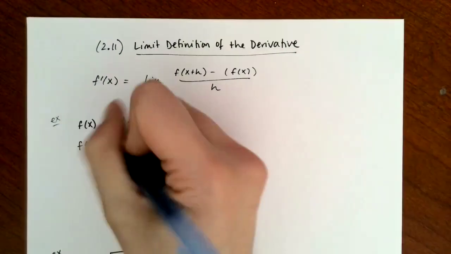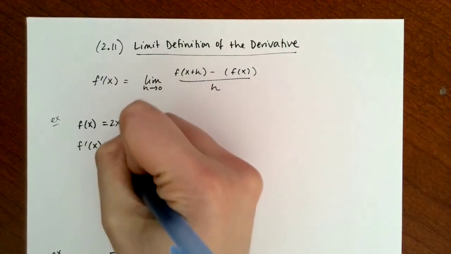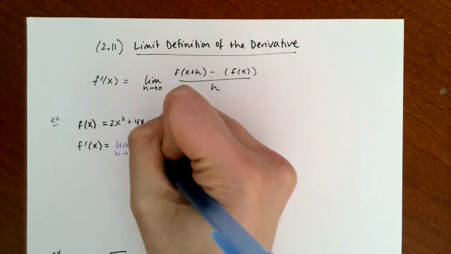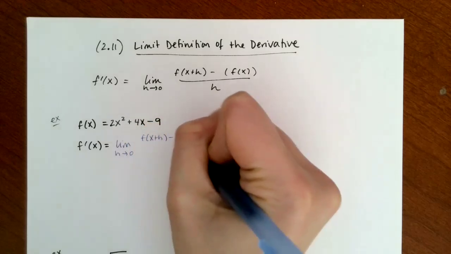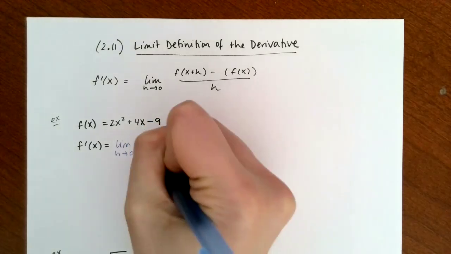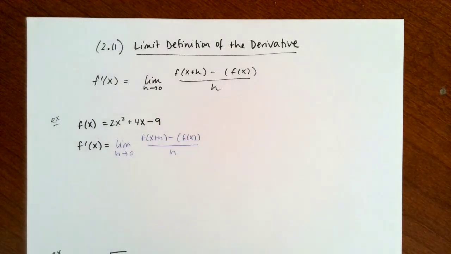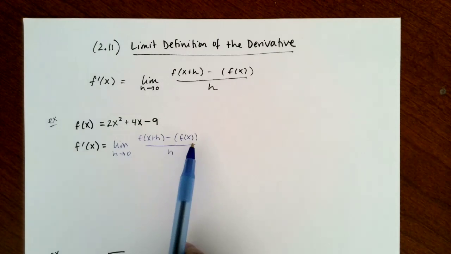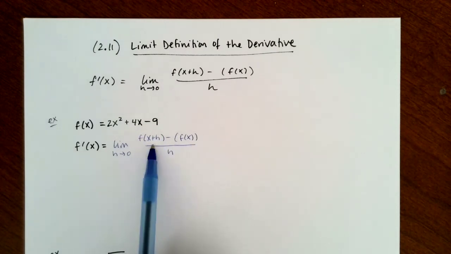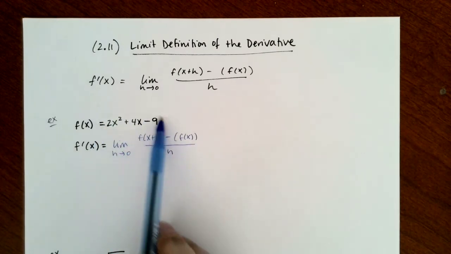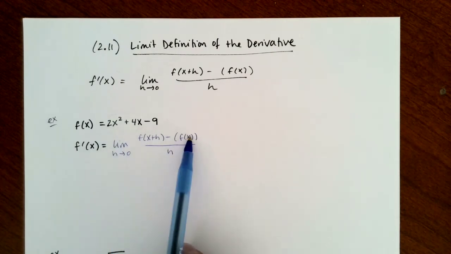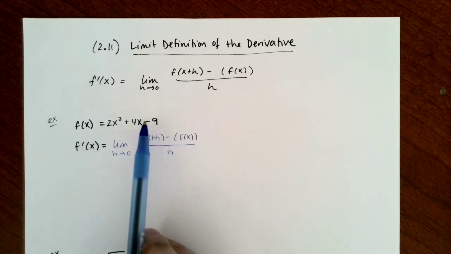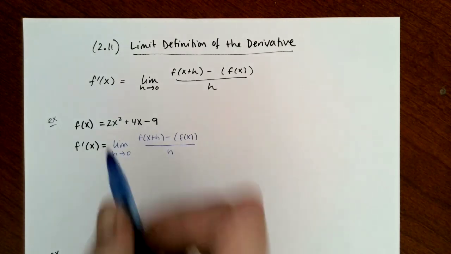Okay, so for this first one, f prime of x will be the limit as h approaches 0 of f of x plus h minus f of x all over h. And just like before, I need to fill in the two pieces of this numerator. So f of x plus h is this function with x plus h plugged in. And then f of x is just this exact formula as is in a set of parentheses.